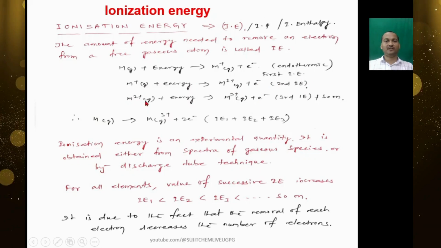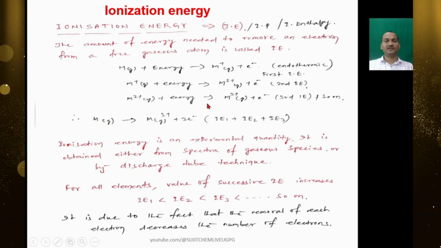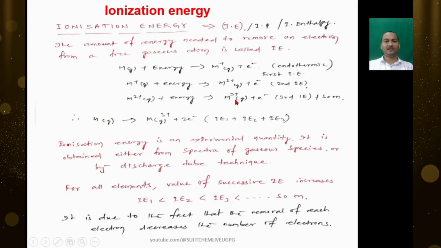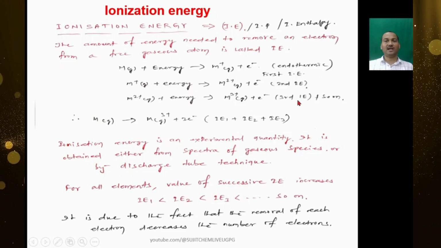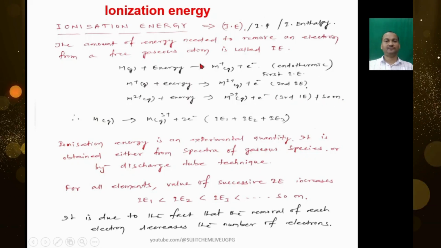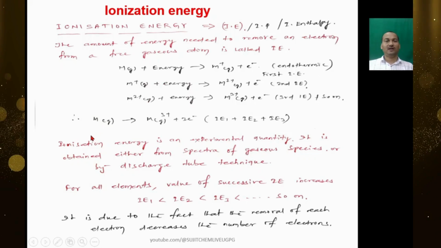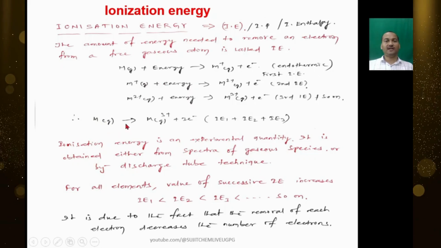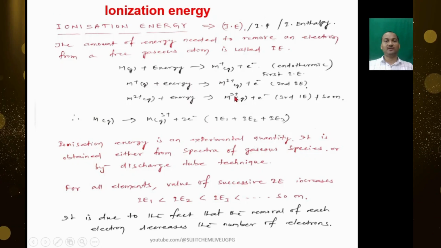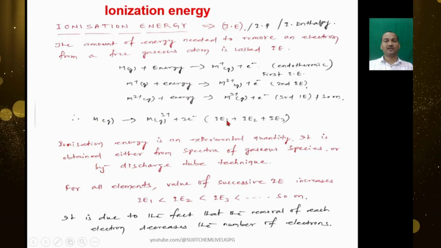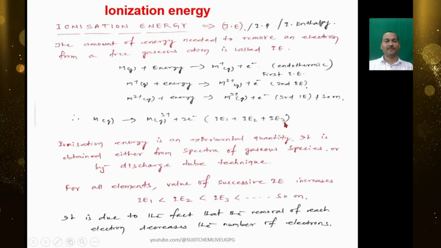Similarly, M2+ ion gas will accept the energy giving rise to M3+ gaseous ion plus release one electron. So that is called third ionization energy, and so on. Now if we write directly M gas, that will give you M3+ gas plus 3 electrons. This is the combination of all three steps: ionization potential 1, plus ionization potential 2, plus ionization potential 3.